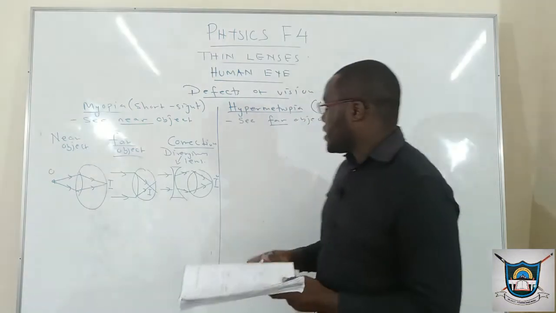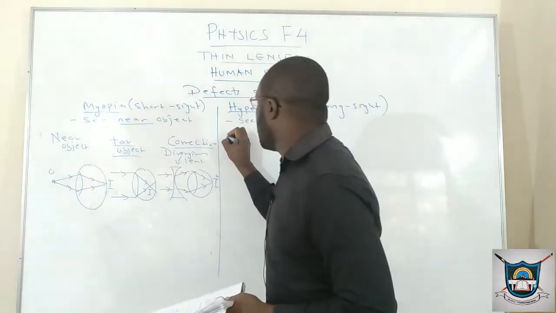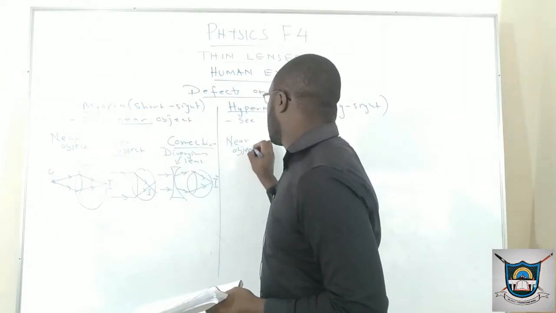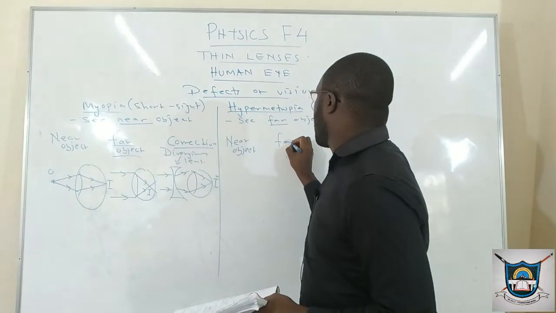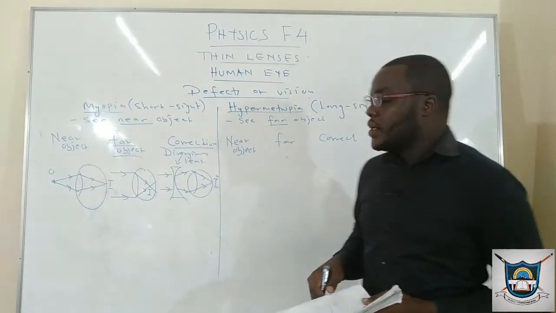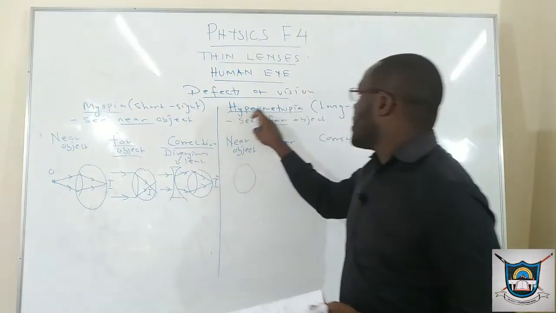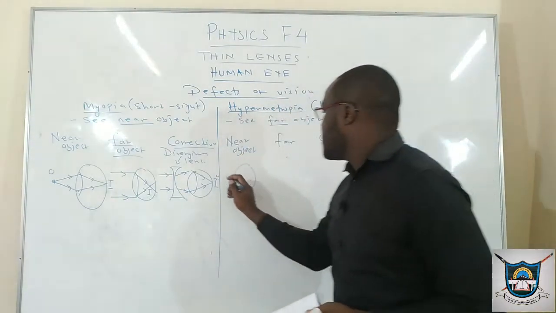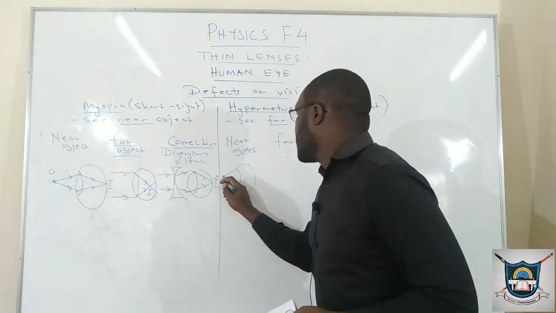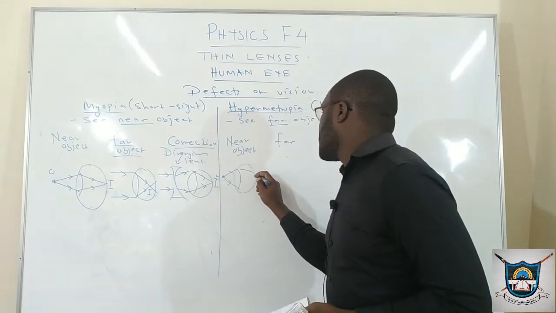We come to the other side. How does a hypermetropia person see near objects? Objects that are far, and how do we correct that problem? So let me start with objects that are too near. If this is the eye, a hypermetropia person, if the object is too near, then what happens? His eye focuses the image behind the retina.